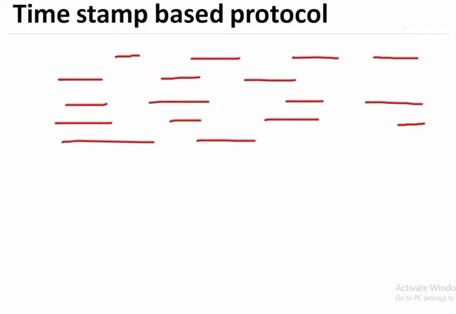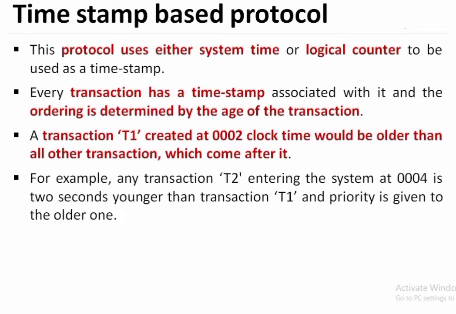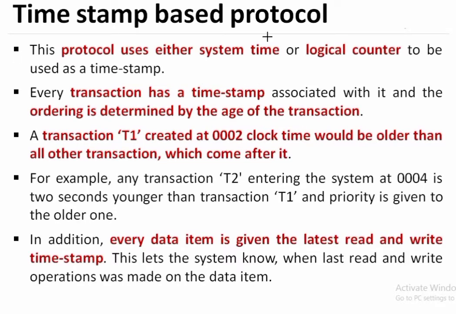We have another protocol, the timestamp based protocol. As the name suggests, it deals with time. This protocol can use either the system time or a logical counter as a timestamp, because the timestamp protocol is purely based on the timestamp. It is logically provided by your database management system, or it may use the system time of your operating system. So every transaction has a timestamp associated with it, and ordering is determined by the age of the transaction.